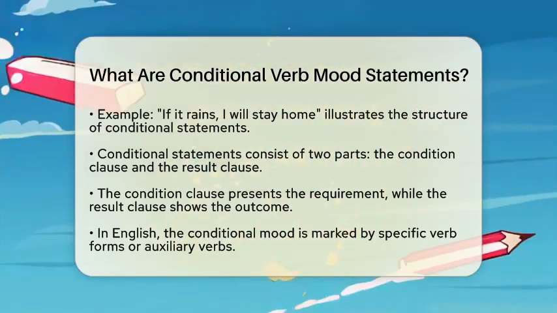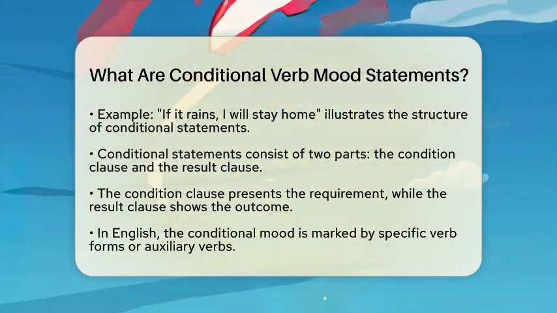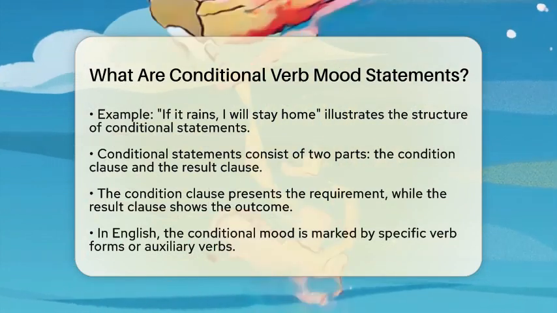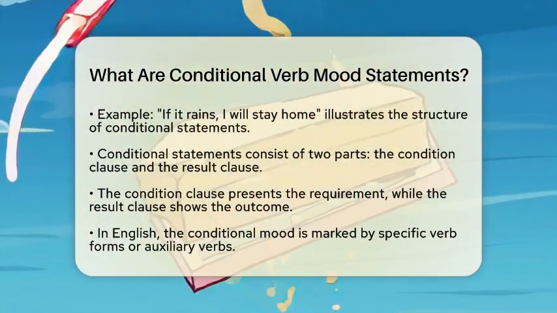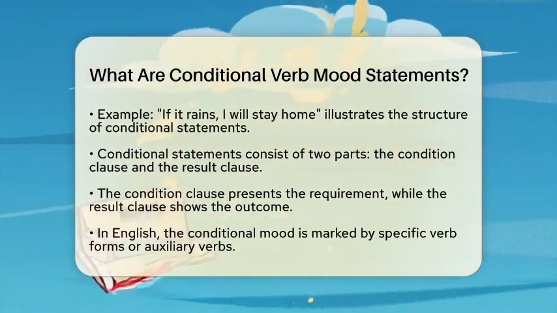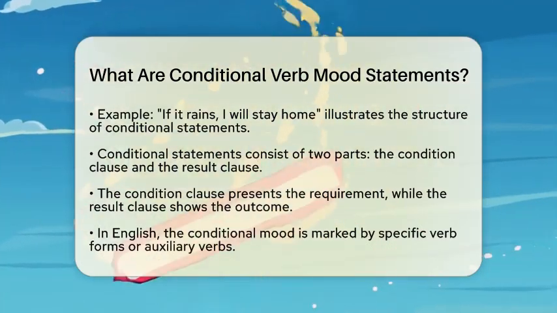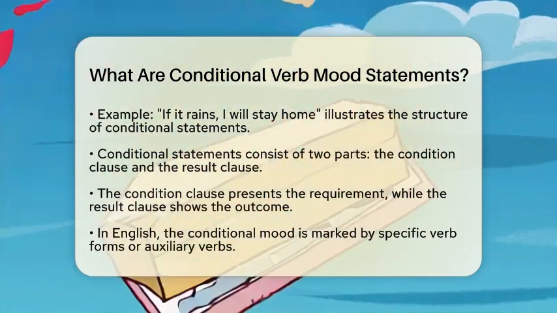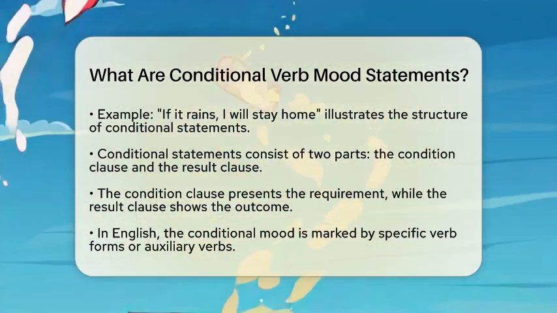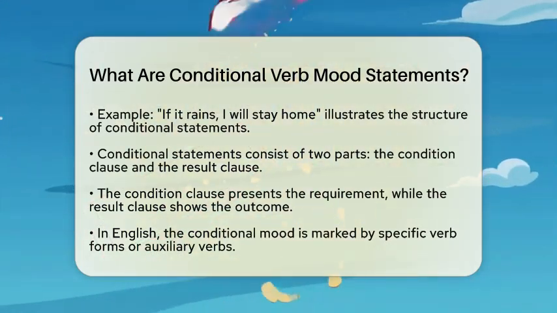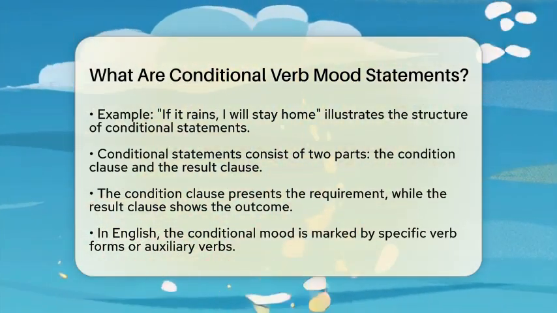fulfilled. Typically, conditional statements have two parts: the condition clause and the result clause. The condition clause presents the requirement, while the result clause expresses the outcome. In our earlier example, "If it rains" is the condition clause, and "I will stay home" is the result clause.